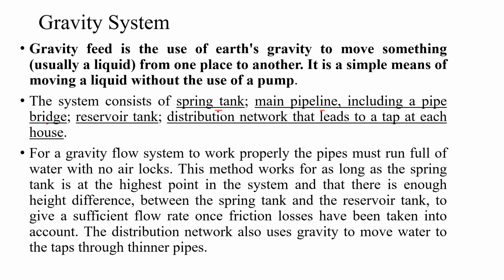In a gravity system, there should not be air locks. Air blockage should not occur. The method works as long as the spring tank is the highest point in the system. The storage is at the highest point and the supply is below that level. Those types of systems are known as gravity systems. We will see that in the next figure, right? The distribution system also uses gravity to move water to the taps through thinner pipes, right?